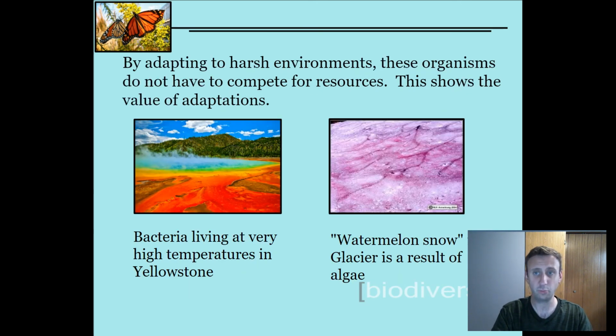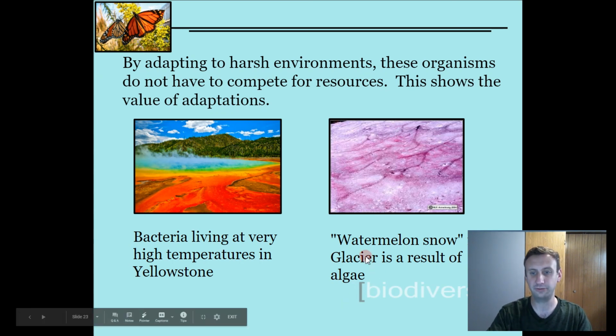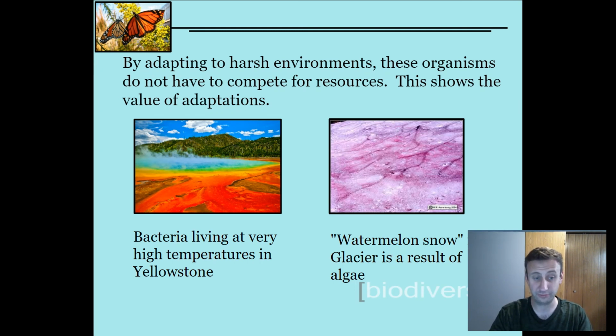to lower competition. We even have things like bacteria living at very high temperatures in Yellowstone, where it's like boiling water, and bacteria can actually survive there because it's adapted to these extreme conditions. Or watermelon snow in glaciers, where we actually have, I think it's an algae, an algae that survives in ice, on glaciers, where even when it's frozen, it can survive and thrive in something that's really extreme. So by dealing with these extreme conditions, it gets away from competing for resources.